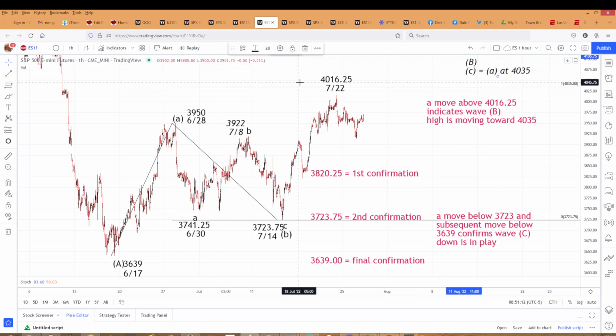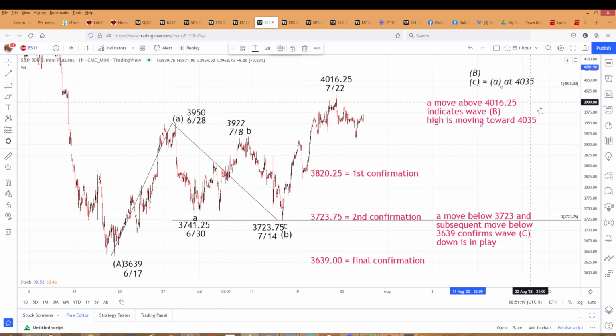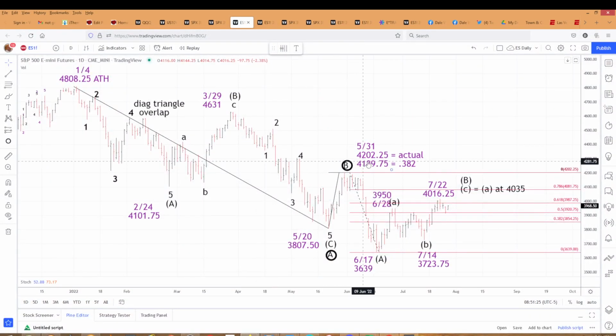If this high at 40.16 is broken to the upside, then it's moving toward our target at 40.35, which is right there. There are higher targets like we showed you on the cash, but it shouldn't go above this 42.02. That's the make or break. That's where this count is wrong.